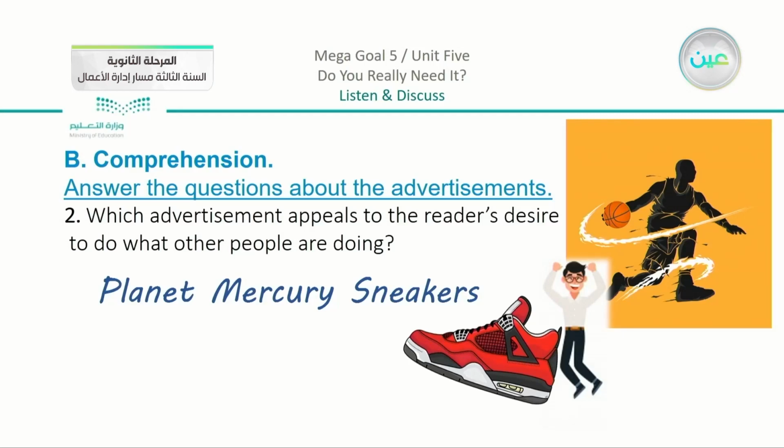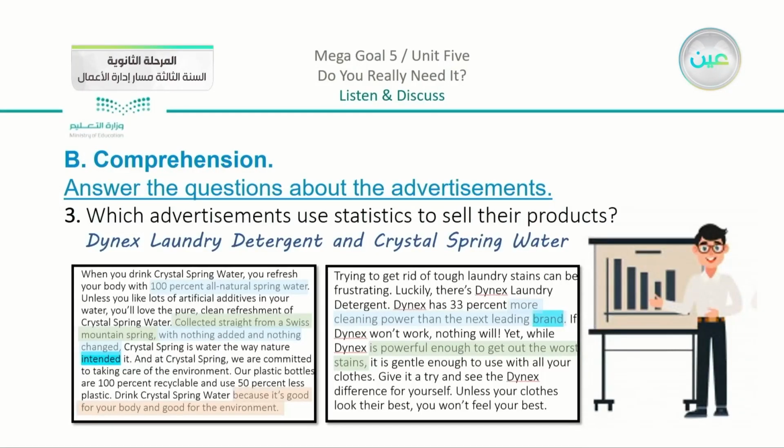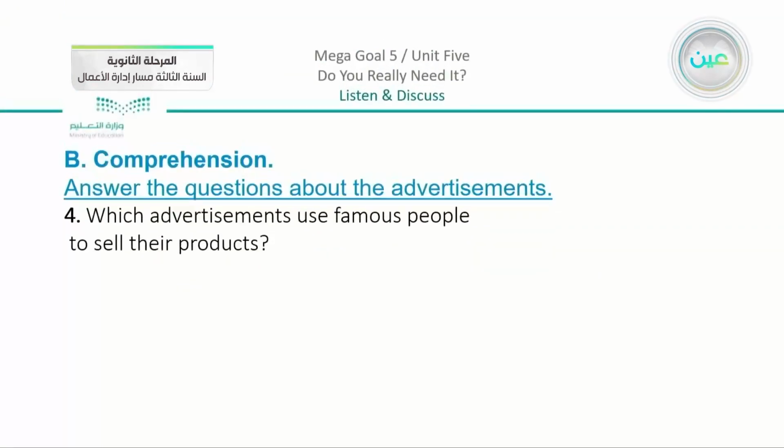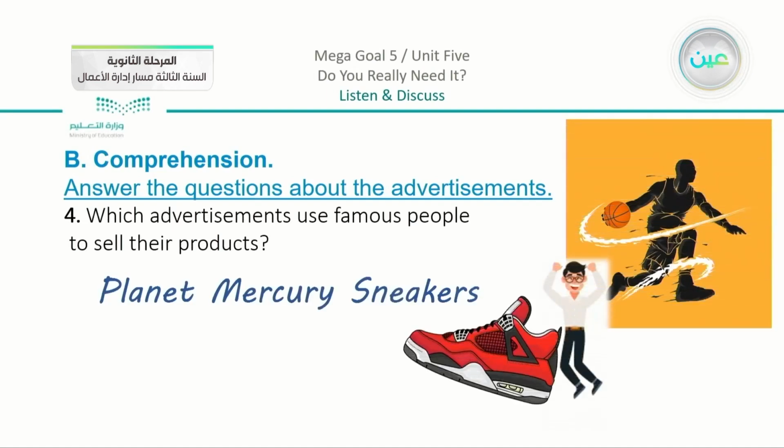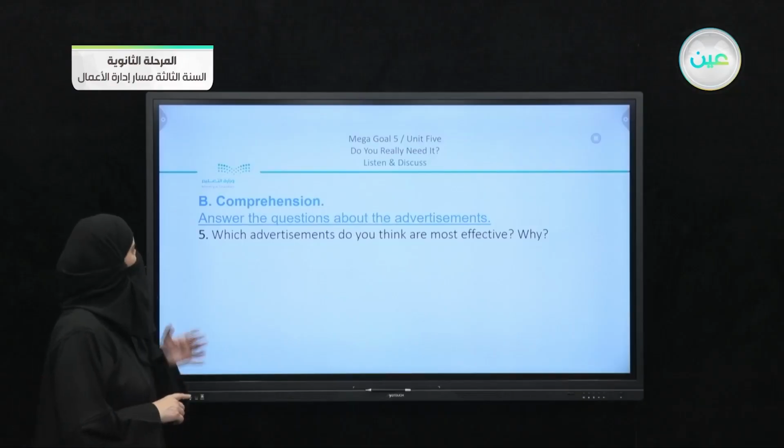So we have here the Planet Mercury sneakers in general, and then the next question: which advertisements use statistics to sell their products? Here we did mention something about numbers, about statistics, and we have 2 types. You can see that we have here the Dynex laundry detergent and the Crystal spring water. They both had some kind of statistics in the paragraphs that we mentioned. Now we have also question number 4. Which advertisements use famous people to sell their products, which is the same as we mentioned before when we mentioned NBA players. And the last question here: which advertisements do you think are most effective and why?